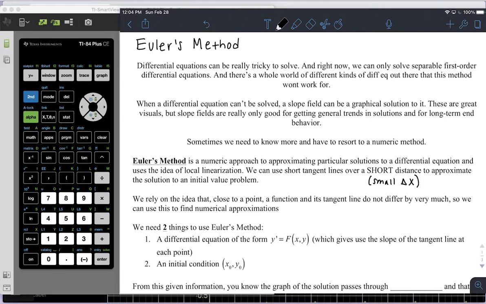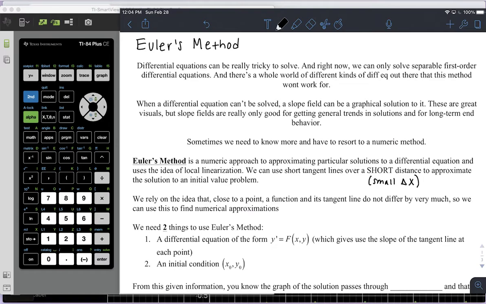We're going to rely on the idea that close to a point, a function and its tangent line do not differ by much, right? If you graph a curve, say on Desmos or your graphing calculator, and then you graph the tangent line to a point on that curve and you zoom in really far, the tangent line and the curve are pretty similar on your screen. There's not a whole lot of difference between them, especially if you zoom in really close around that point of tangency, if you want to say it with proper verbiage. So we can use this idea that the tangent line and the function are very similar over small distances to do Euler's method.